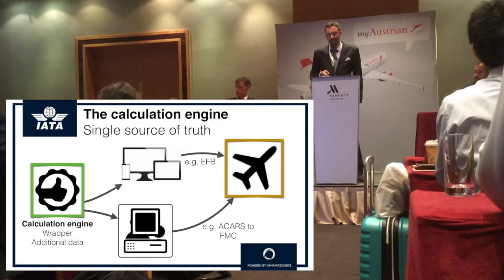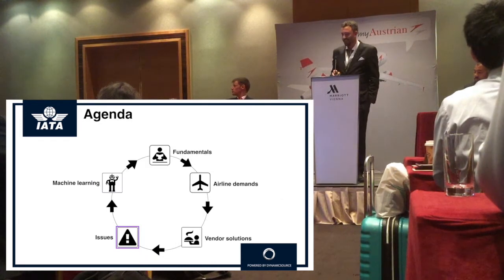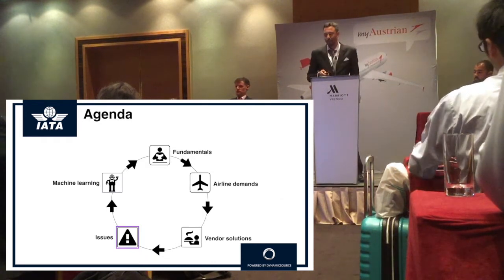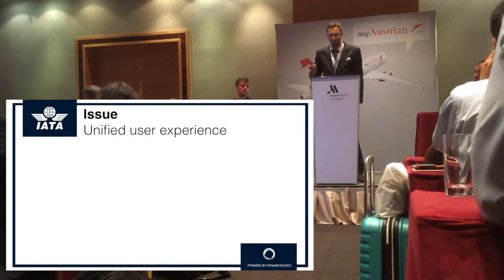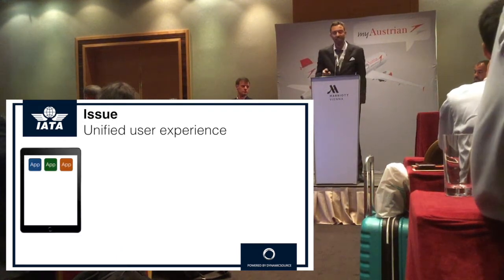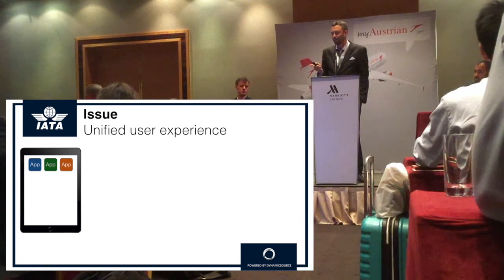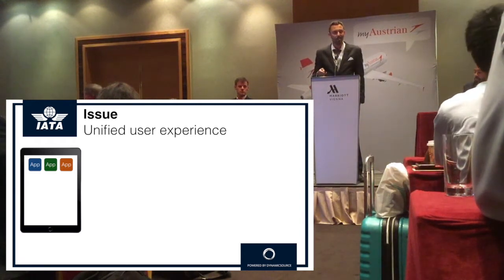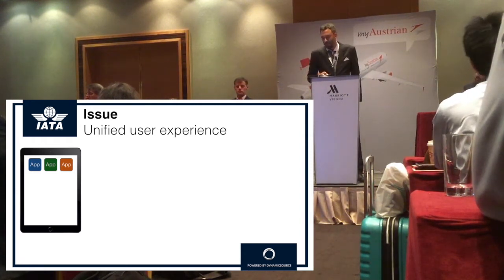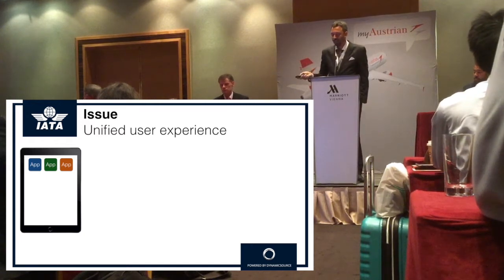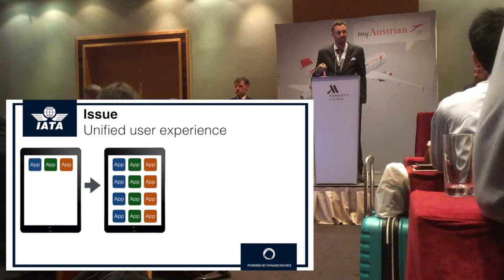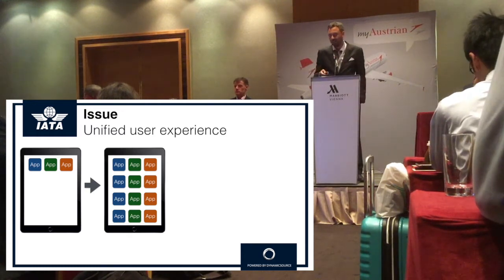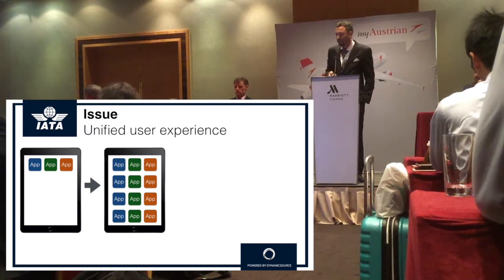So I'm going to go back to the issues we face then. In the beginning of an EFB program, maybe you have 3 apps. You have maps, performance, and manuals. And it's easy enough to just tap each one of those apps, update them, and so on and so forth. But as the years go, you get more and more EFB applications. It's a mess to keep everything updated and up to date, so to say.